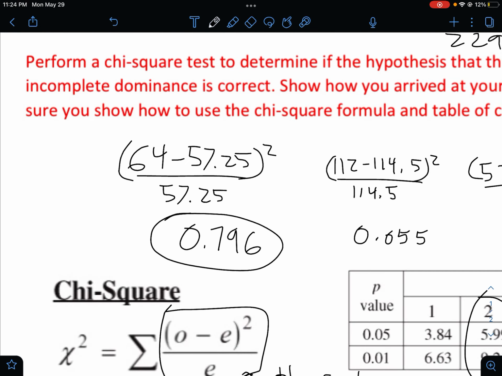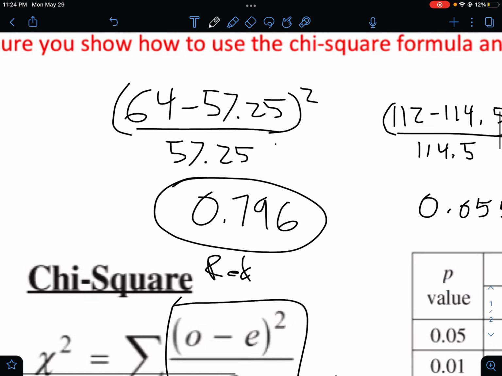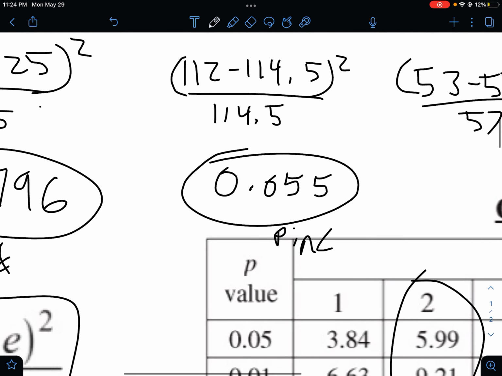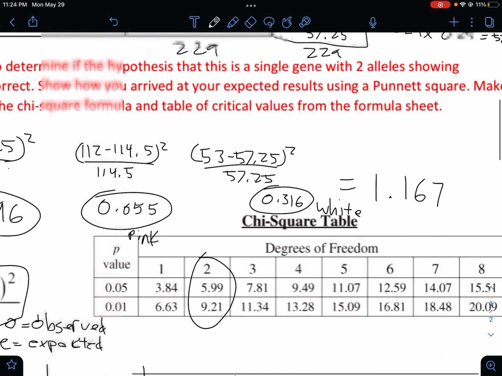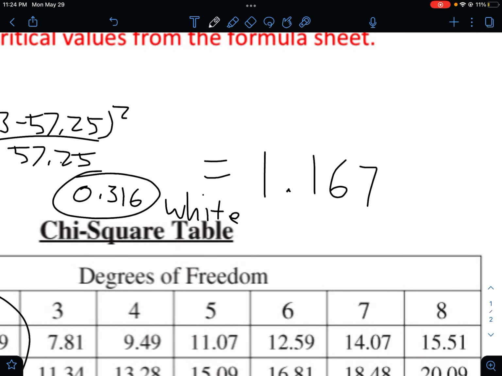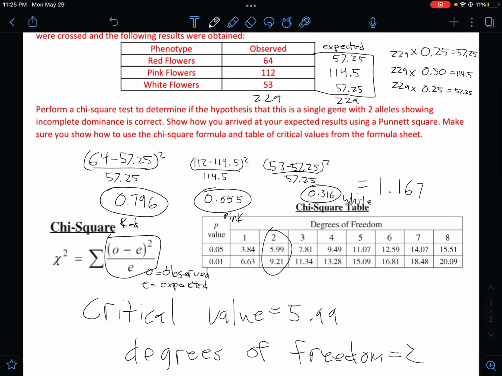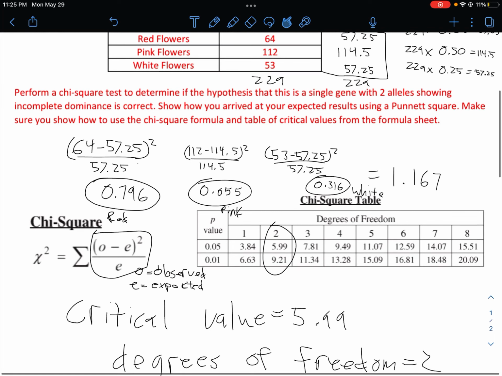Then you get this number right here when you do the calculation for the red, and you'll get this number right here for the pink, and you'll get this number right here for the white if you do all of your calculations correctly, and you will end up with 1.167 as your final answer. And so why do you have that number? What does that number represent? The number represents what you get from doing the chi-square test.